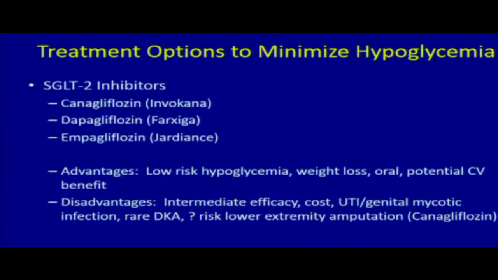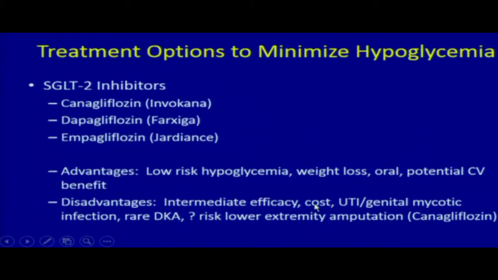SGLT2 inhibitors are oral medications that are promoting glycosuria by interacting with the sodium glucose transporter in the renal tubule. These are the medicines that end in flozin. There's 3 of them. They're oral and once daily. They don't cause hypoglycemia as monotherapy. Because you're spilling glucose in the urine, they can be associated with weight loss. They're pills. And we'll hear more at the end of the trial about the potential cardiovascular benefits of this class of medications. Downside is they're not quite as potent as some of the other agents in glucose lowering.